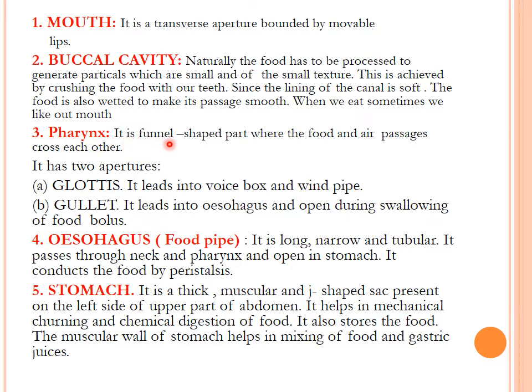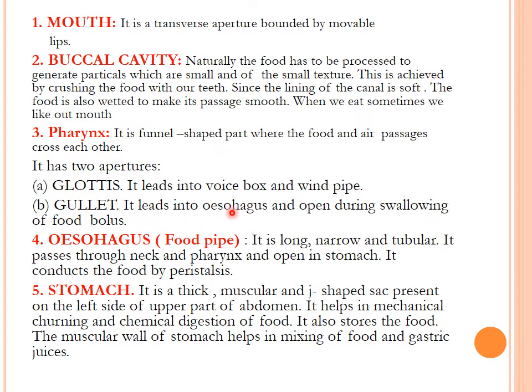Pharynx is very important. Pharynx क्या है? It's a funnel shaped part where the food and air passage cross each other. हमारा जो food का पाइप है और जो हमारा wind पाइप है, means air passage, वो एक जगह पर मिलता है, क्रॉस करता है. That part is called pharynx. See in diagram. Now the pharynx has two apertures, or openings. One is the glottis. It leads into the voice box and windpipe, जो कि voice box और windpipe में खुलता है.